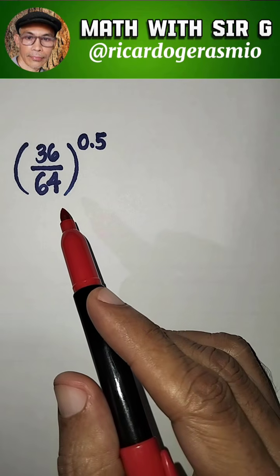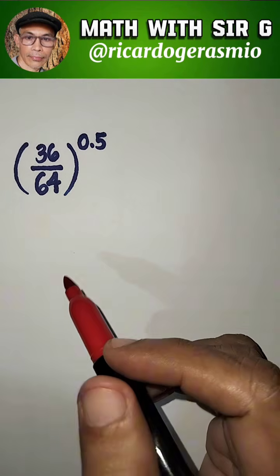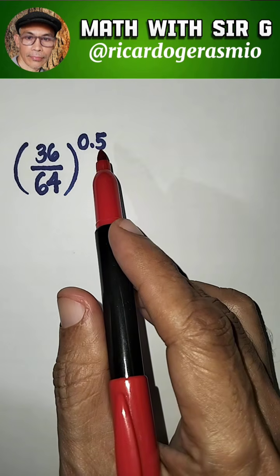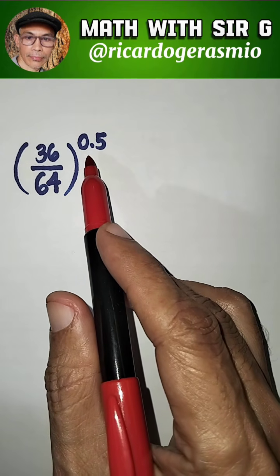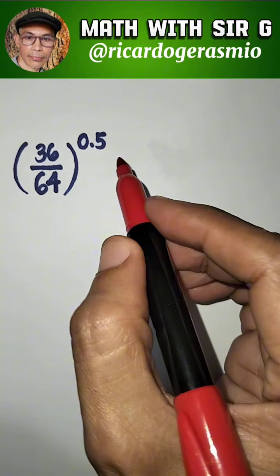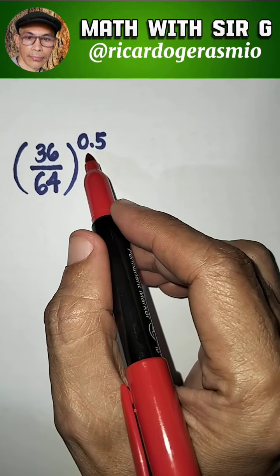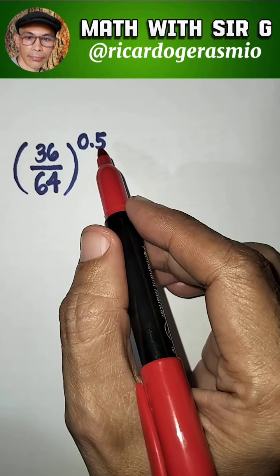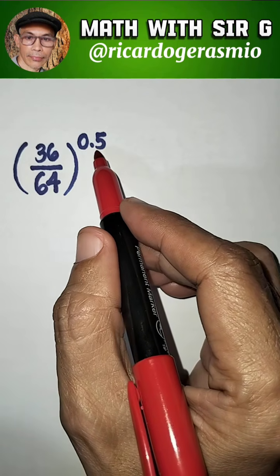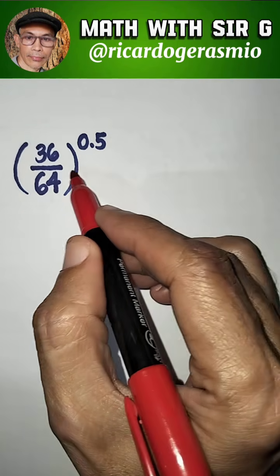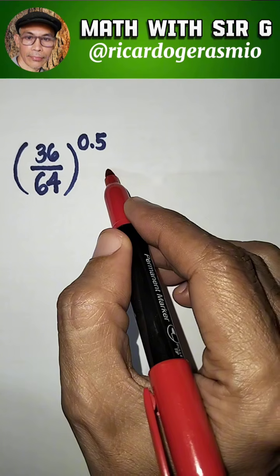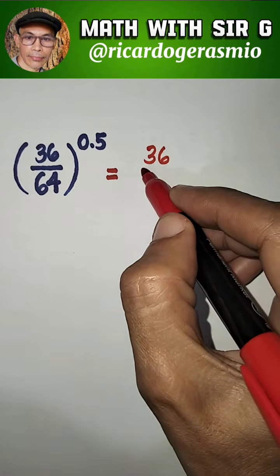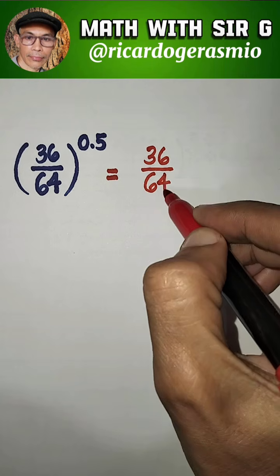Let's simplify this exponential notation. So we have 36 over 64 to the power of negative 0.5. So we have our negative exponent, guys. First, we have to rename 0.5 into its fractional form since this is a decimal number. So let's copy 36 over 64. So equal to 36 over 64.